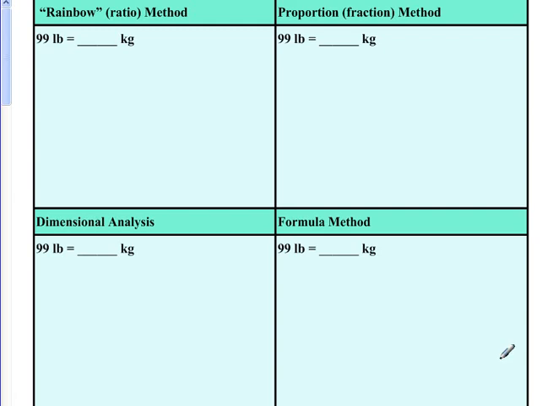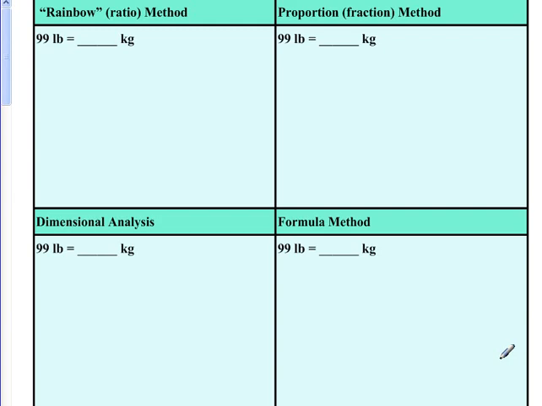We are now going to use the 4 methods that we discussed to perform some general conversion problems. Let's look at the first problem. We're going to take 99 pounds and change it to kilograms. We will do this using all 4 methods. The first method is the rainbow method, also known as the ratio method.